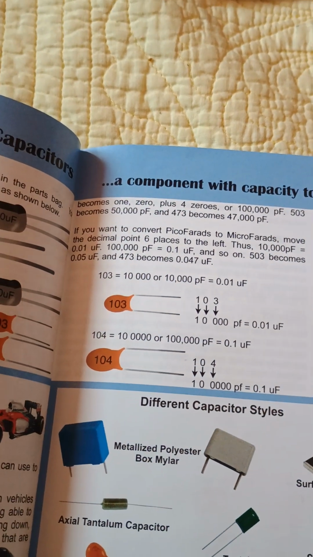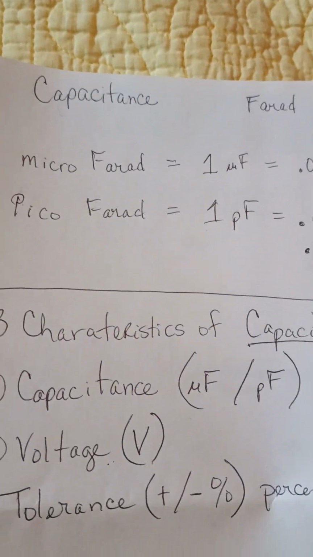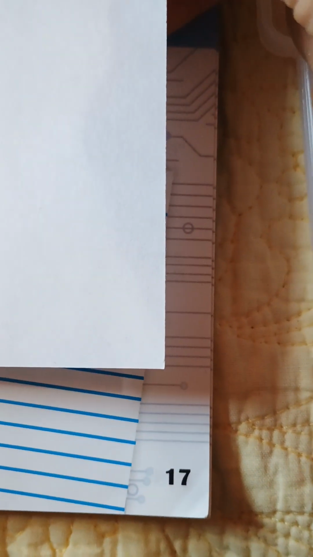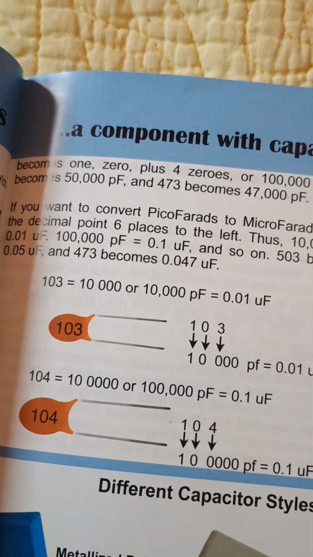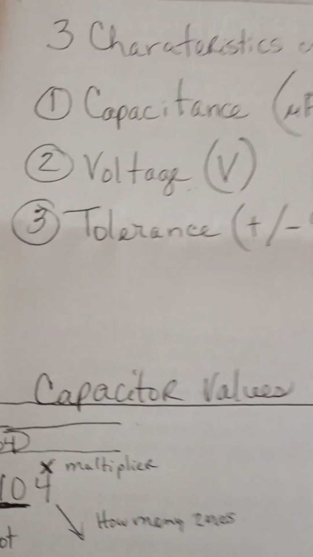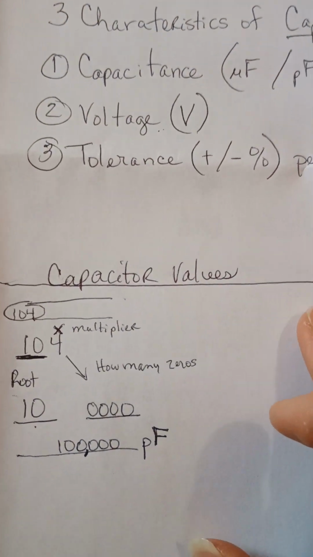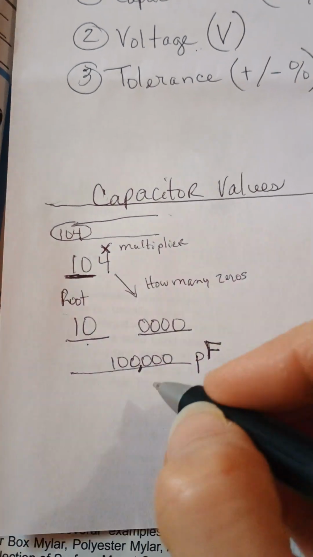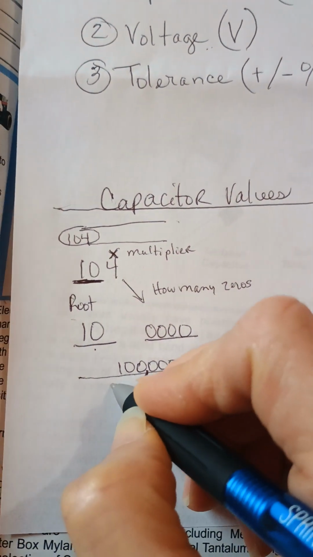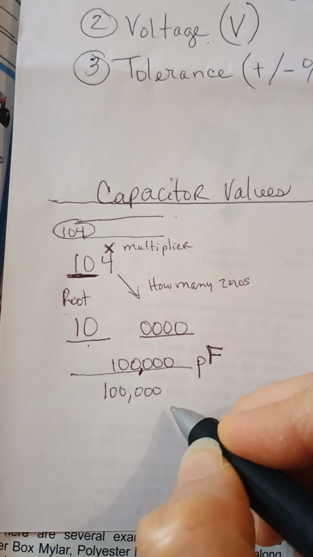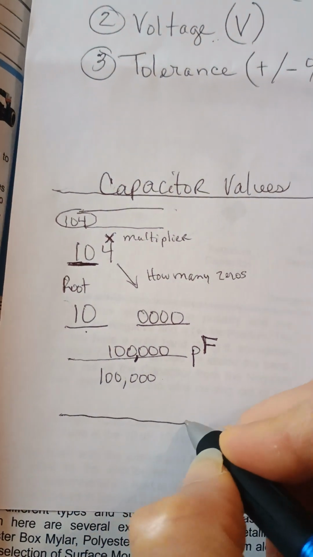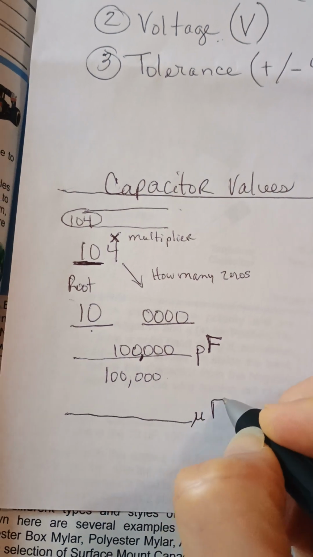Let's do that at this time. Remember, that's at the top of page 17, where I've got that if I want to convert picofarads to microfarads. Okay, so here we go. I now am going to say I have this same number, 1, 2, 3, 1, 2, 3, but I want to convert it to my next answer of microfarad.